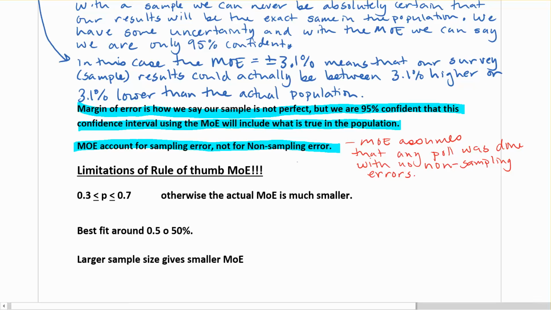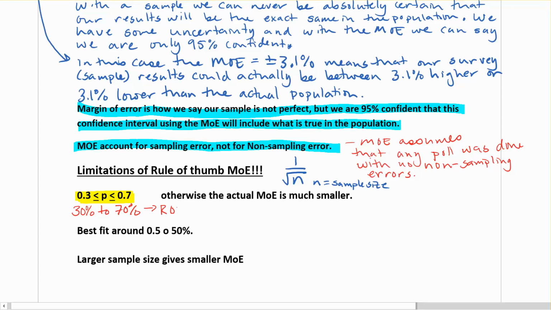Our rule of thumb, just to start with, is going to be 1 over the square root of n, and n is equal to the sample size. And we'll do some calculations as we carry on with this. But the limitations, to begin with, is that if you have a percentage or proportion that's under 30% or over 70%, it's not going to be as accurate. So again, this means we want something that's between 30% and 70%.